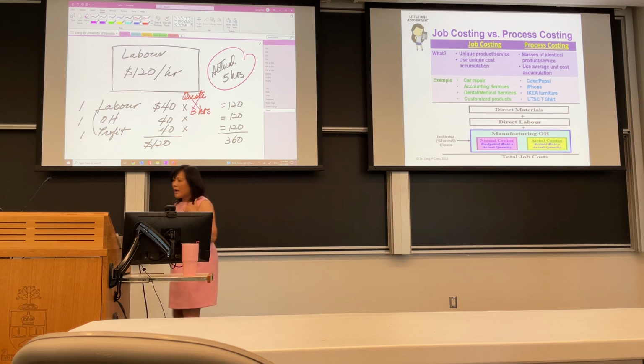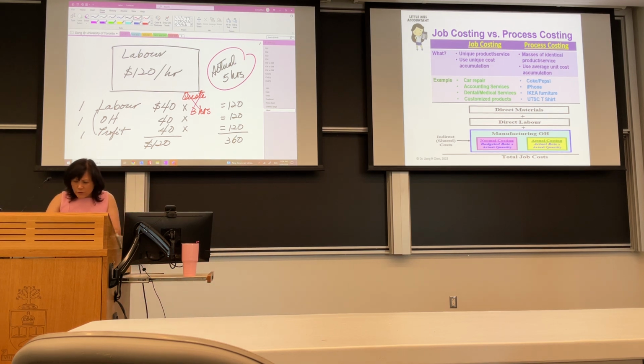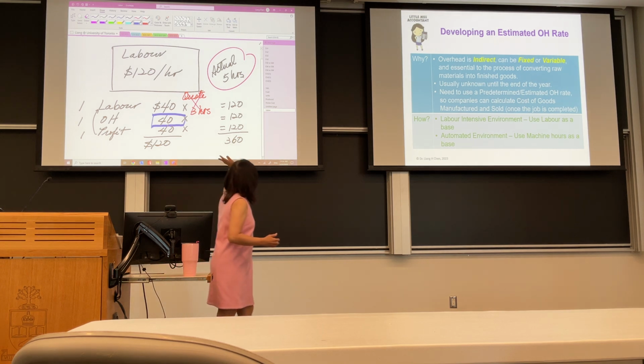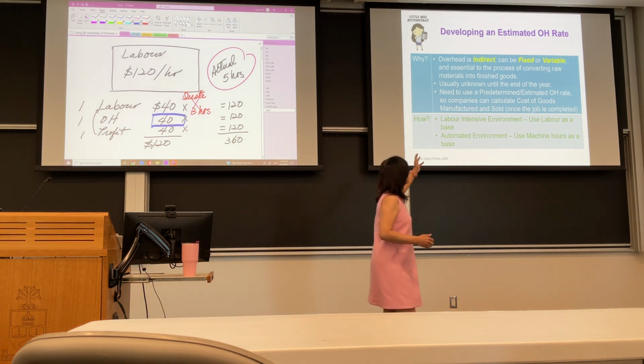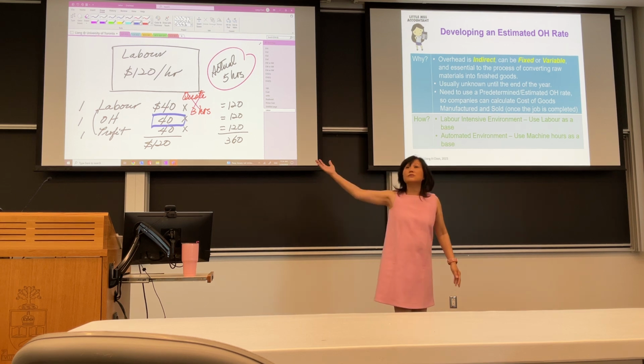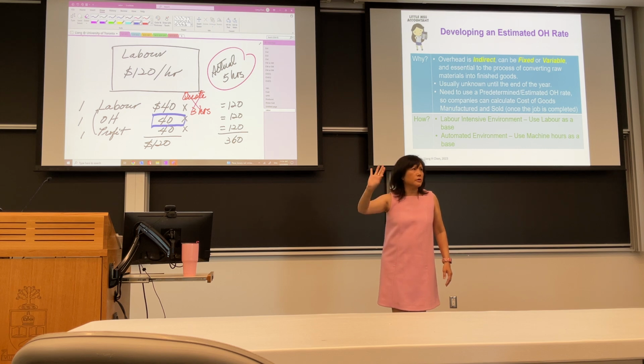Okay? So how do I figure out $40 an hour to charge? At the beginning of the year, I don't know how much overhead is going to be until the end of the year. So how do I know I'm charging $40 an hour? So I'm going to estimate. I'm going to show you how I establish this rate, $40 an hour. This is only overhead. Direct material, direct labor, we know the cost. We don't worry about it.